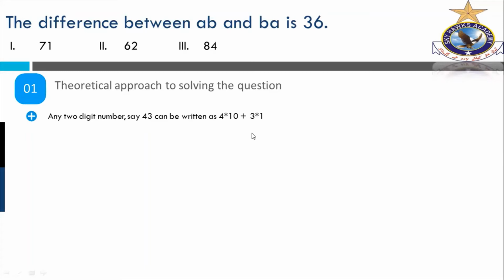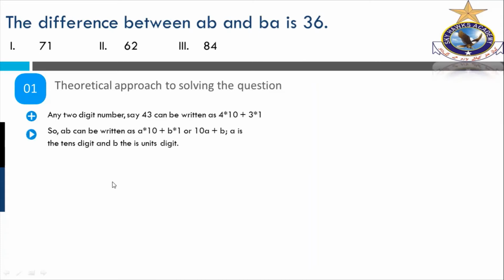So if we are supposing any number, the first digit on the extreme right must be the unit position, that is 1 multiplied by this number. Plus we will have to add the second one. The second place is for the tens digit, so we are multiplying with 10. So we are getting 10 into 4, that is 40, plus 3 is 43. So AB can be written as A multiplied by 10 plus B multiplied by 1, so 10A plus B. A is the tens digit and B is the units digit over here.